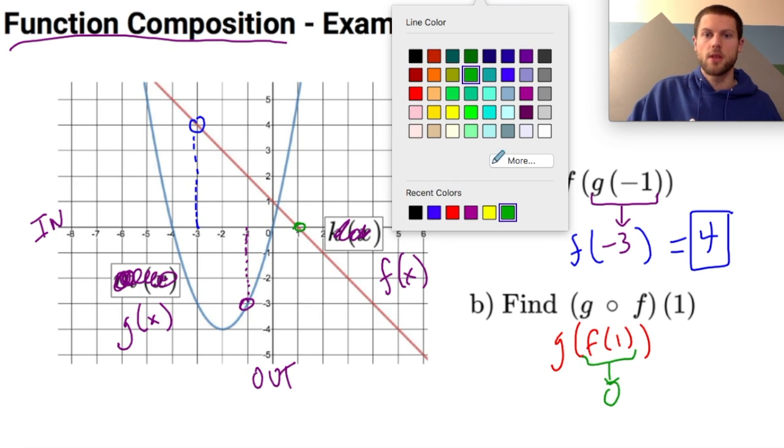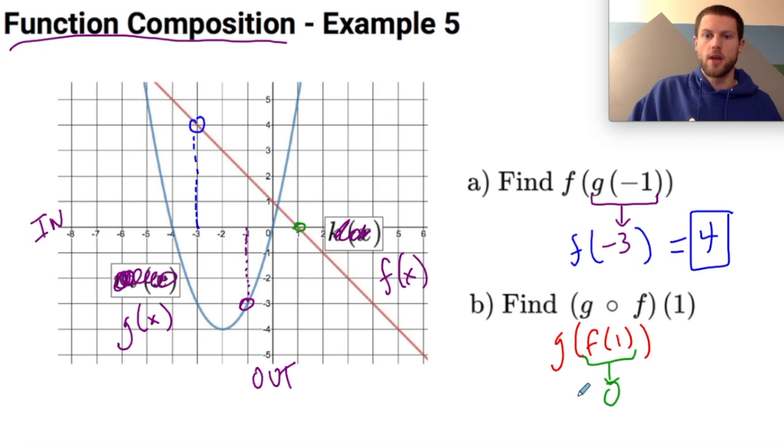So that means now I need to find, let's go with orange, what g of 0 is equal to. So now I'll go to my g function. I'll go to where the input is 0 and look for the output. And I don't need to move very far once again. This is equal to 0. So it turns out that g of f of 1 is equal to 0.